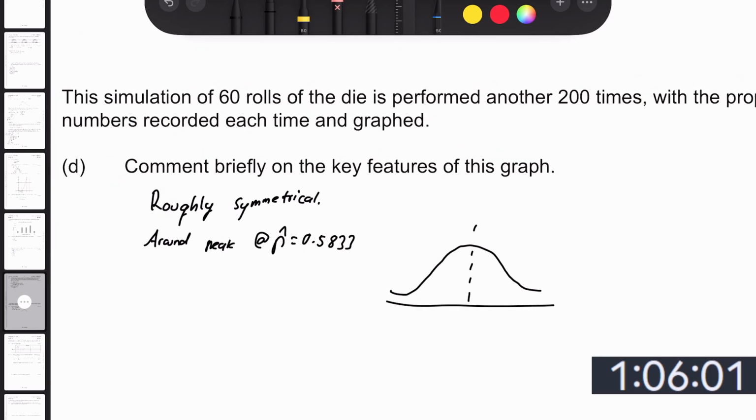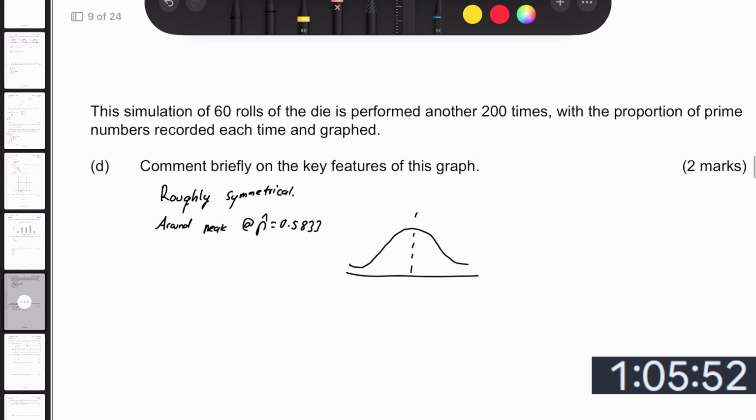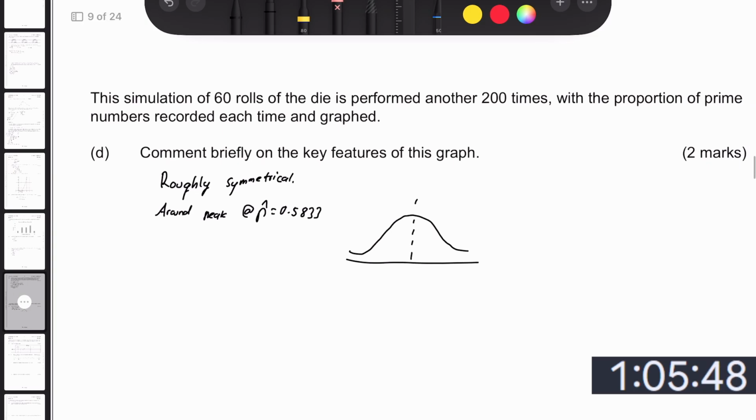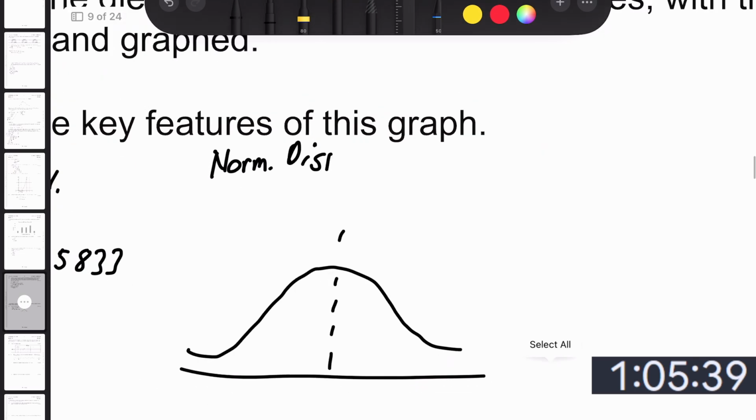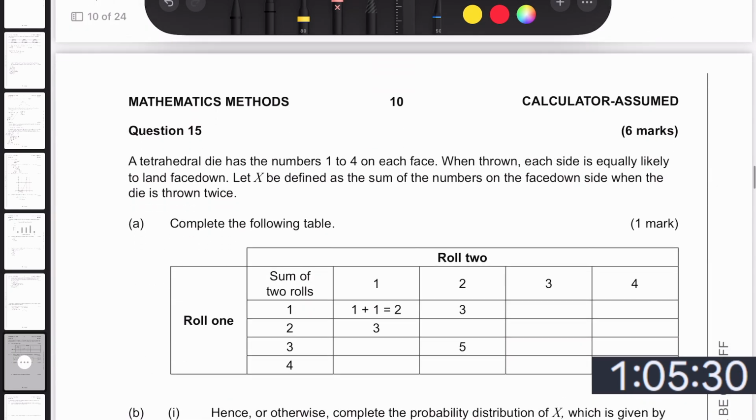That should be 2 marks: one for symmetrical, the other for around the peak. I can't think of anything else really. I guess I can write here a normal distribution, maybe that might be a mark, I'm not sure. Normal distribution graph. Between those 3, hopefully that will net me all 2 marks.